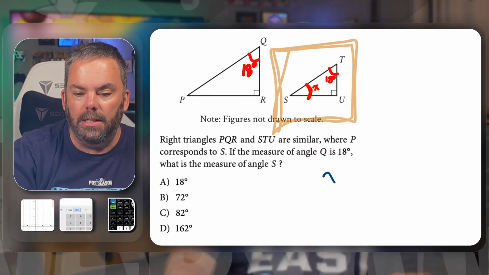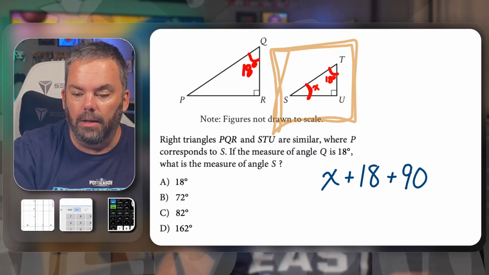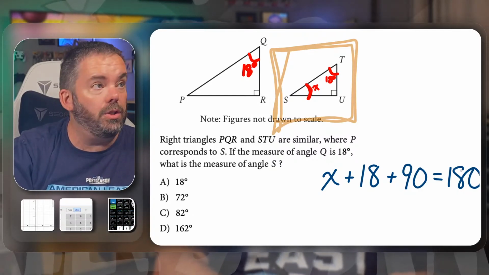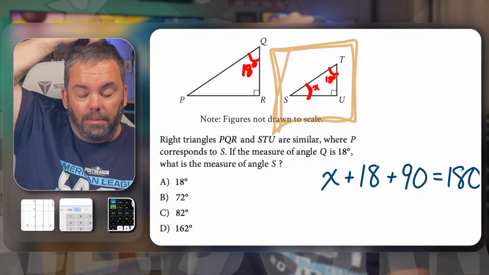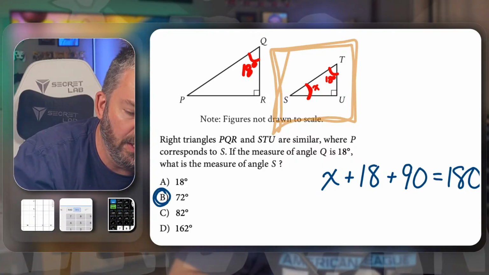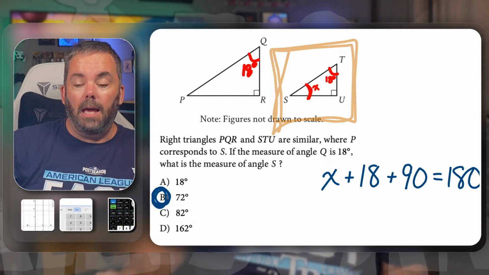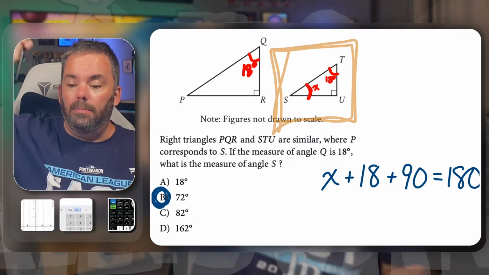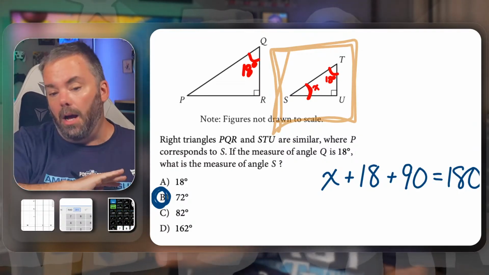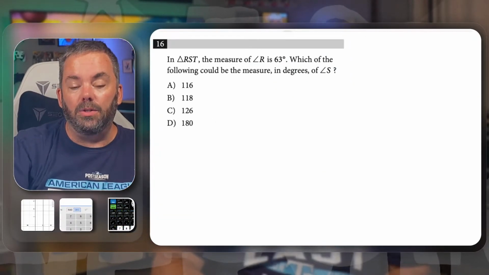And what we are going to say is angle X plus angle 18 plus that 90 degree angle, those have to add up to 180. And so it's our job just to solve for X, right? So we can subtract 90 on both sides. We can subtract 18 on both sides. We'll end up with 72. So the answer to this problem is angle S is 72 degrees. Why is that? Because 72 plus 18 plus 90 is 180. Remember, similarity is an SAT obsession. Okay. You're going to see some similarity later on as well.